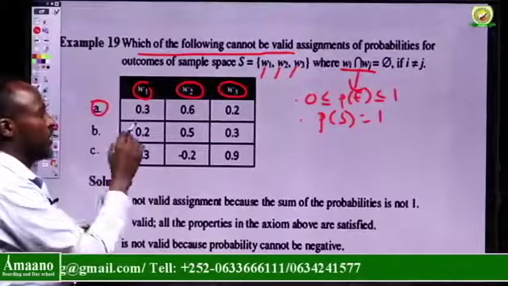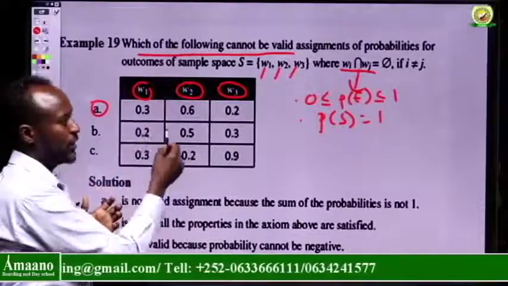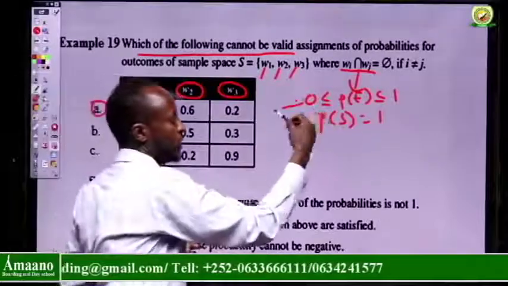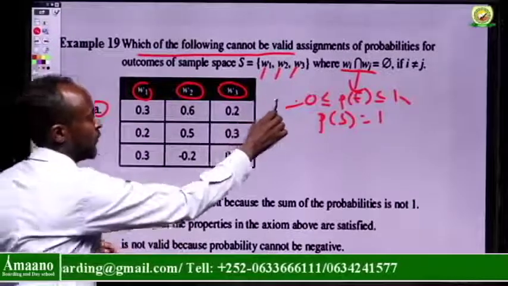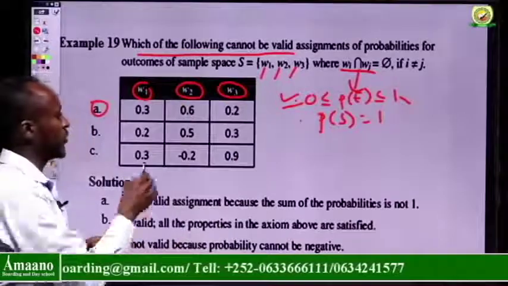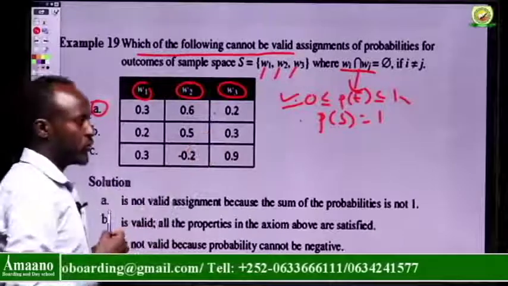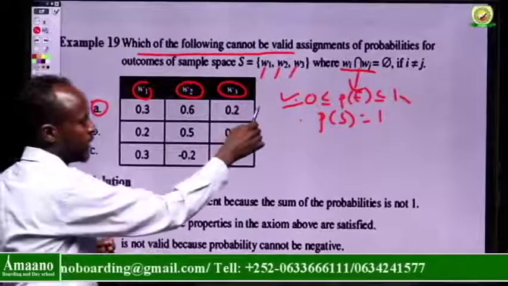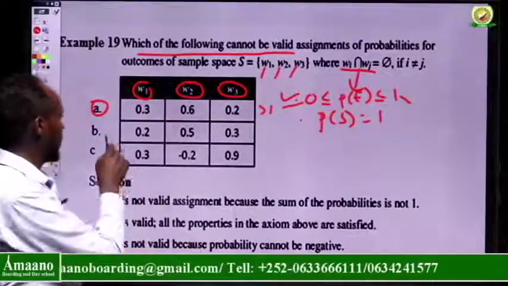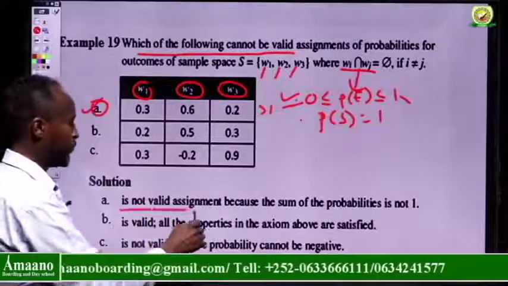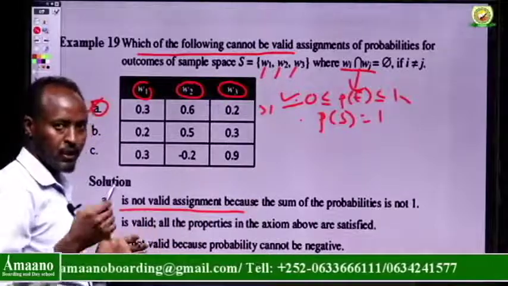Let us check first number A. There is no negative number, and no number greater than 1, so it obeys that condition. But let us check whether the sum is 1 or not. 0.3 plus 0.6 is 0.9, plus 0.2 is 1.1. As long as the sum is greater than 1, it is not a valid assignment of probabilities. Therefore number A is not a valid assignment, because the sum of the probabilities is not 1. It is bigger than 1.